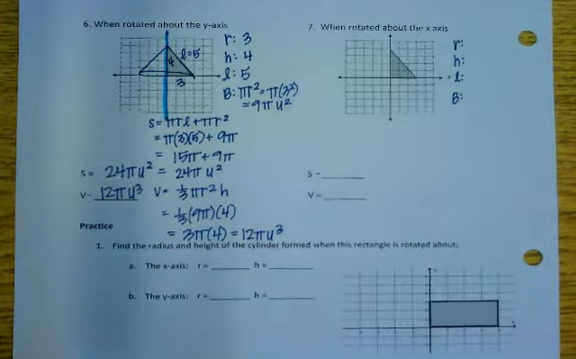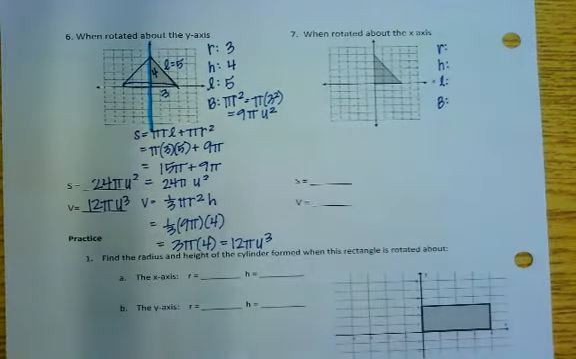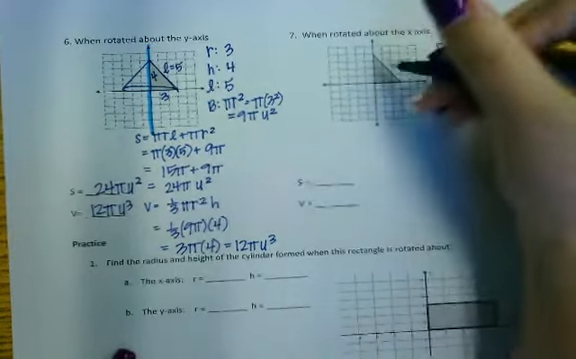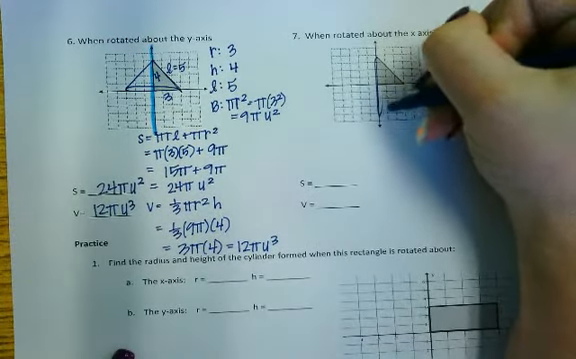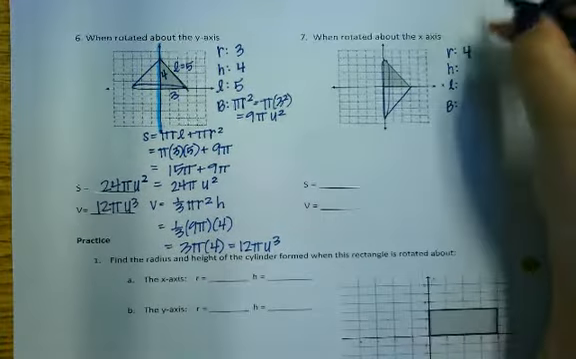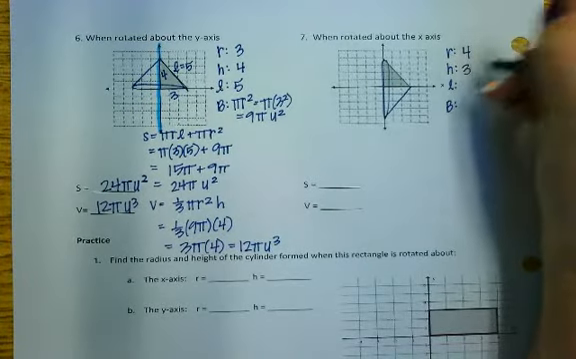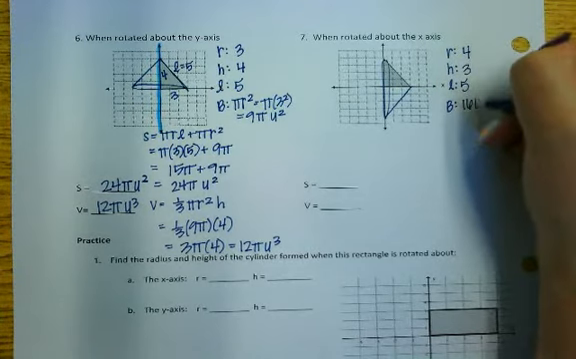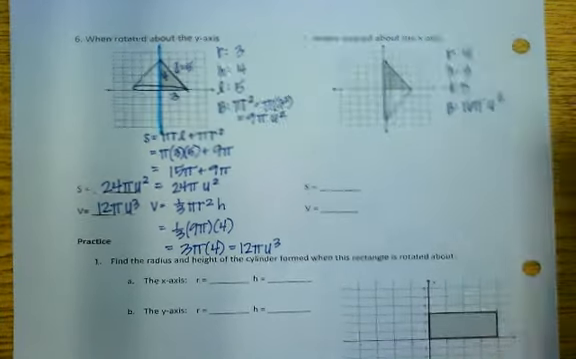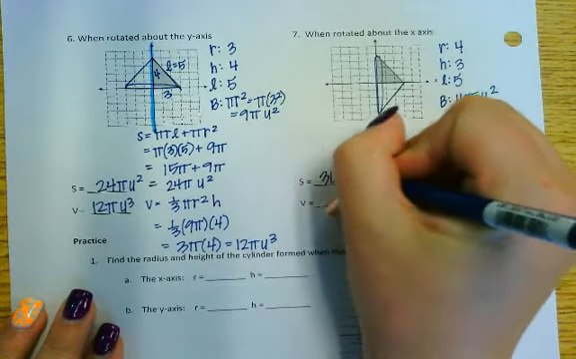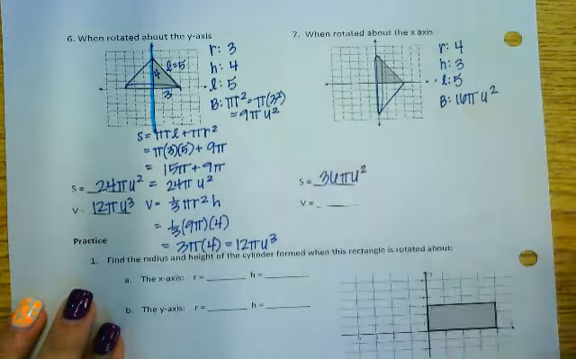Alright, real quick, what was your radius? 4, because when you go around the x-axis, it should have looked like this. Okay, what was your height? 3. Slant height? 5. Area of your base? 15 pi units squared. Okay, so what was your total surface area? 36 pi units squared. Very good. And your volume? 16 pi units cubed.